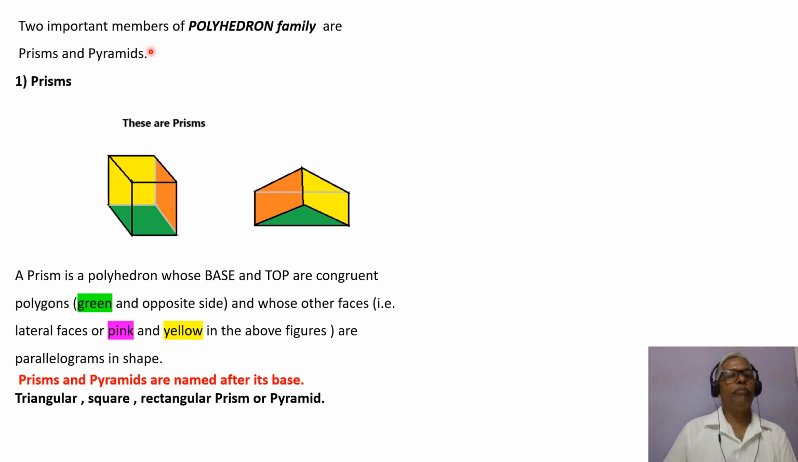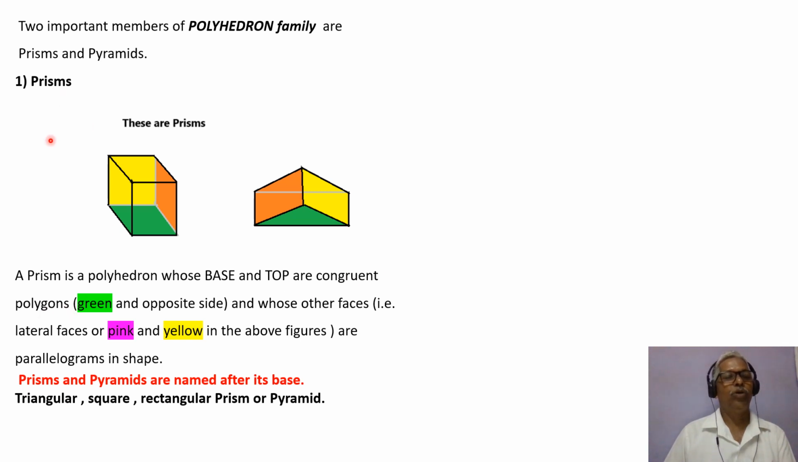The two important members of the polyhedron family are prisms and pyramids. We will see them one by one. First one, prisms. Look at these figures, this one and this one. These are prisms. We will see the definition of a prism and see whether they fulfill the definition. A prism is a polyhedron whose base and top are congruent polygons.